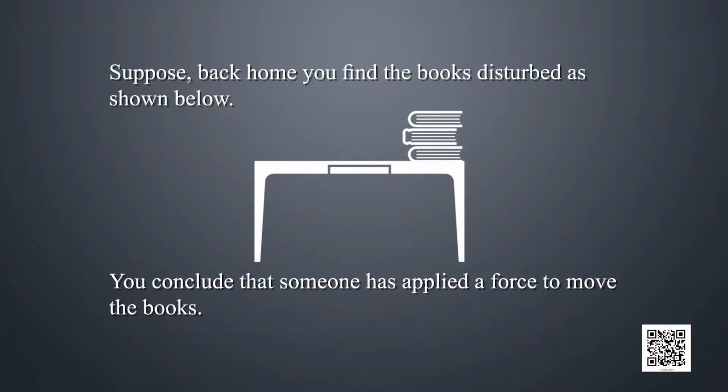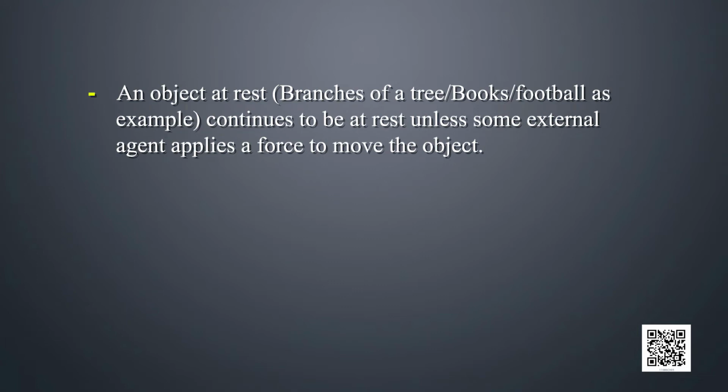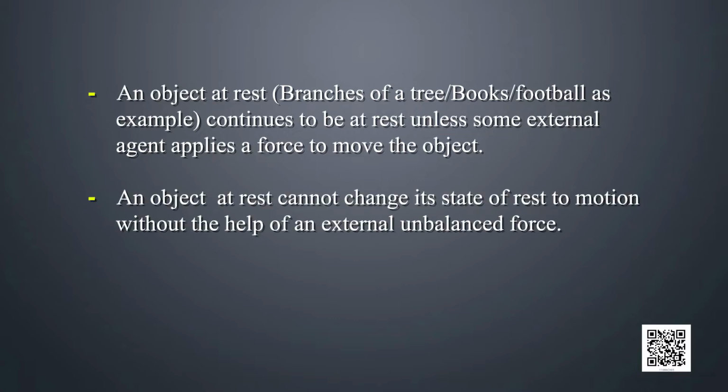Suppose back home you find the books disturbed as shown below. You conclude that someone has applied a force to move the books. You could guess this because you already know a property of the objects in nature, that an object at rest always requires a force to come in motion. An object at rest, for example, the branches of a tree which we have discussed earlier, the books or the football, continue to be at rest unless some external agent applies a force to move the object. An object at rest cannot change its state of rest or motion without the help of an external unbalanced force.